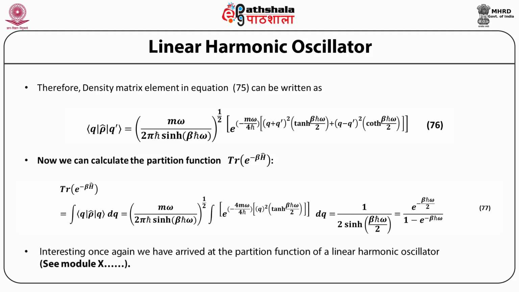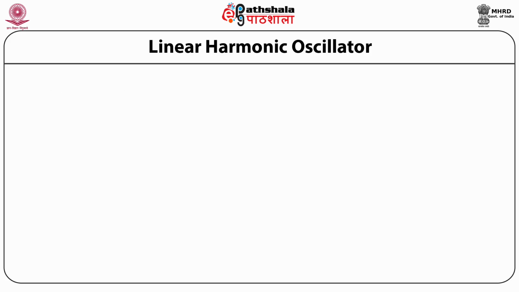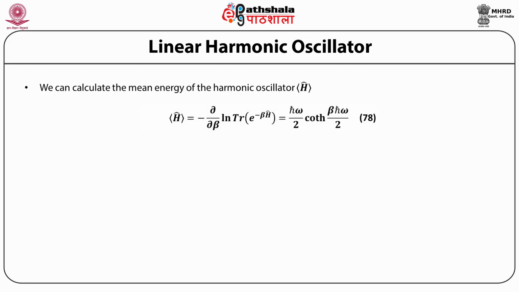Isn't it interesting that once again we have arrived at the partition function of a linear harmonic oscillator, which we saw in module 10. We can calculate the mean energy of the harmonic oscillator, equal to minus the partial derivative of the log of the trace of e^(−βH), with respect to β, which is equal to (ħω/2) coth(βħω/2).